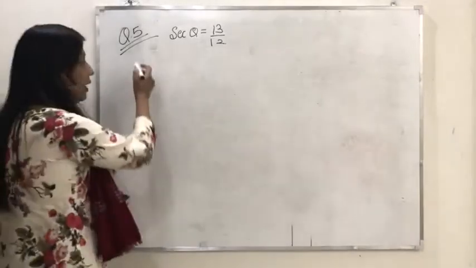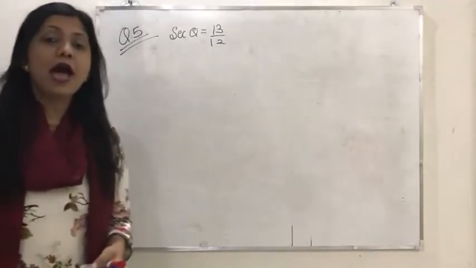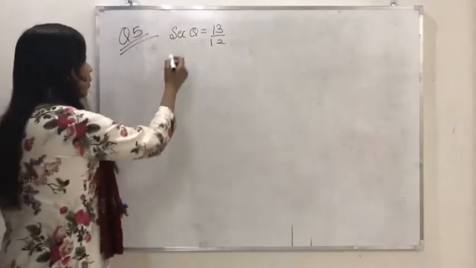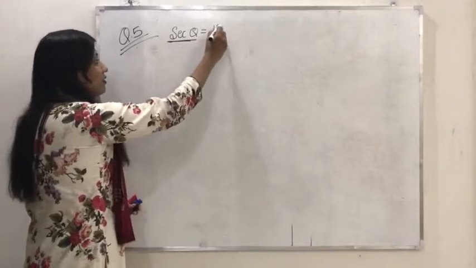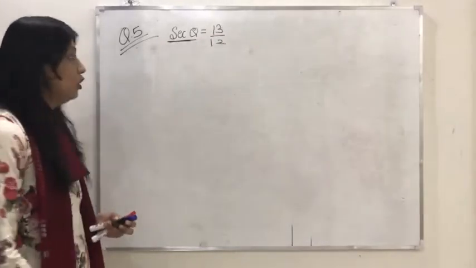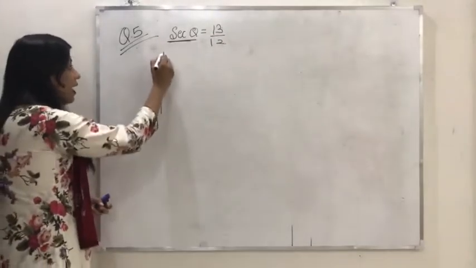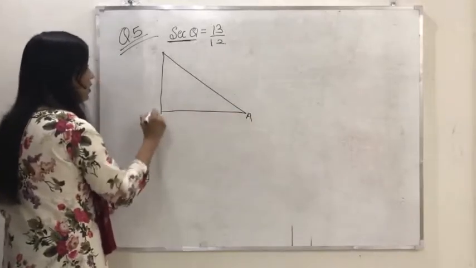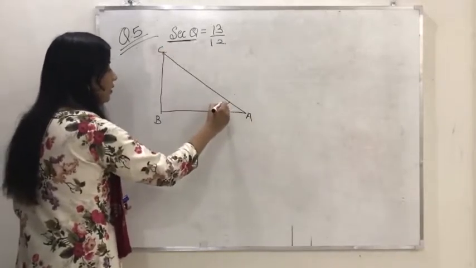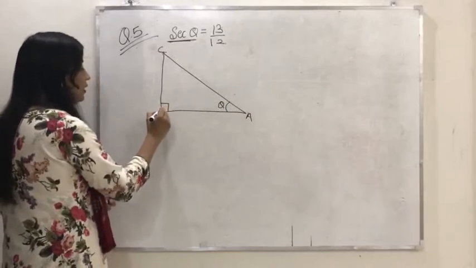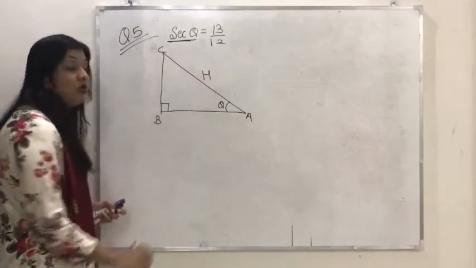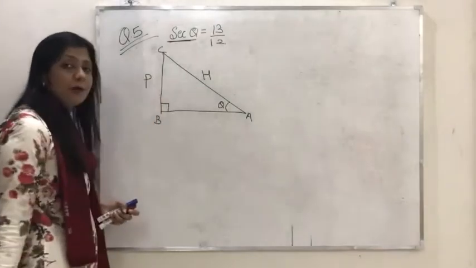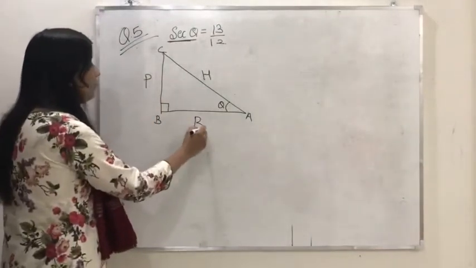So now in question number 5, I want to find all trigonometric ratios, and what is given to me, sec theta is 13 upon 12. So suppose I take a right angle triangle ABC. Suppose this is my theta, this is 90 degree. The side opposite to 90 degree will be my hypotenuse. The side opposite to angle theta will be my perpendicular and this will be my base.